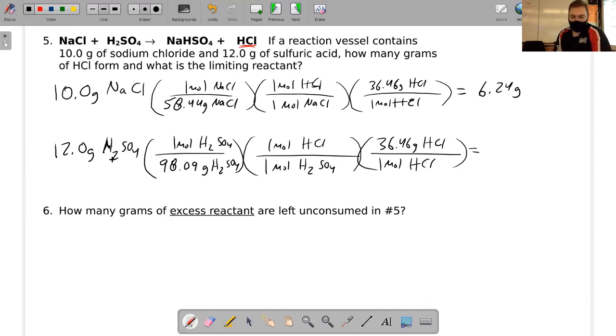So there's a greater mass of sulfuric acid than sodium chloride, but the formula mass for sulfuric acid is bigger than sodium chloride. So it's not certain that sodium chloride is the limiting reactant. In fact, in this one, it won't be. This is 4.46 HCl. So how much HCl actually forms is the smaller of the two quantities. This is what actually forms.